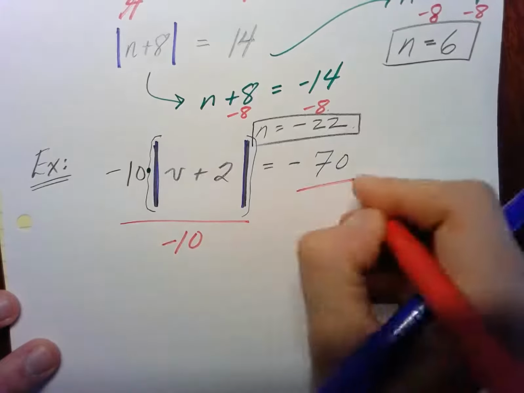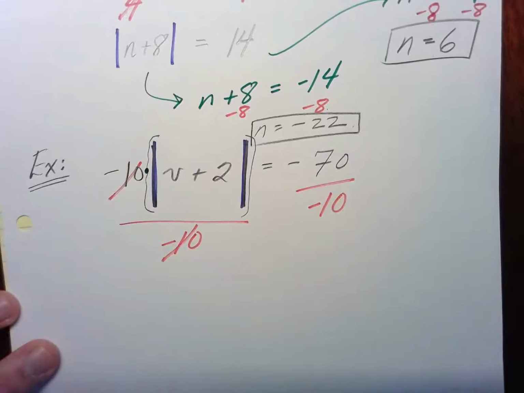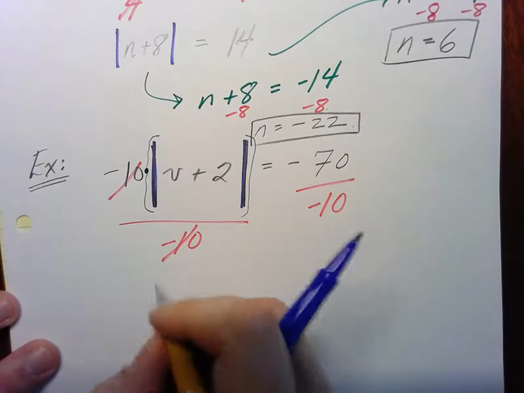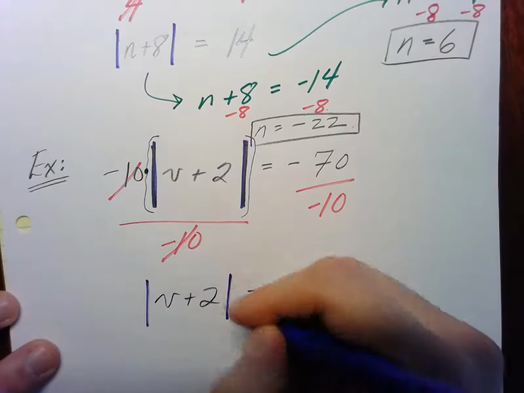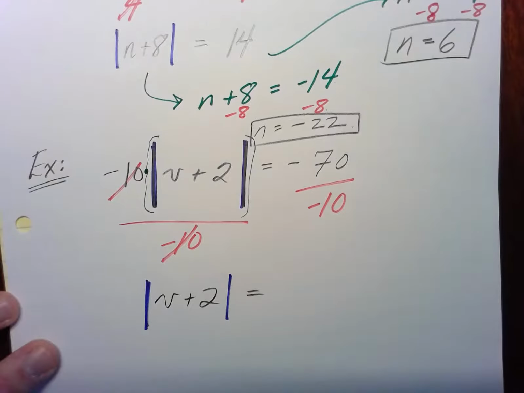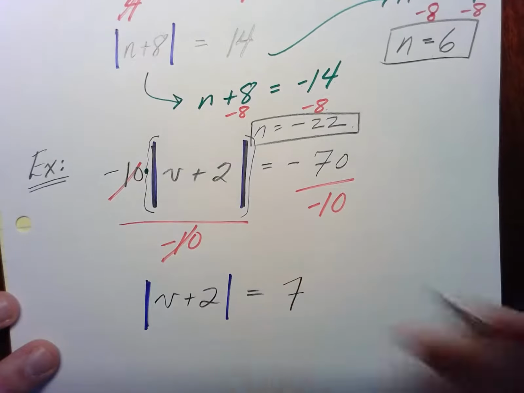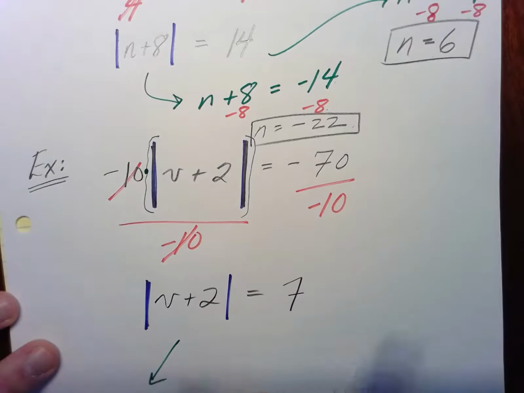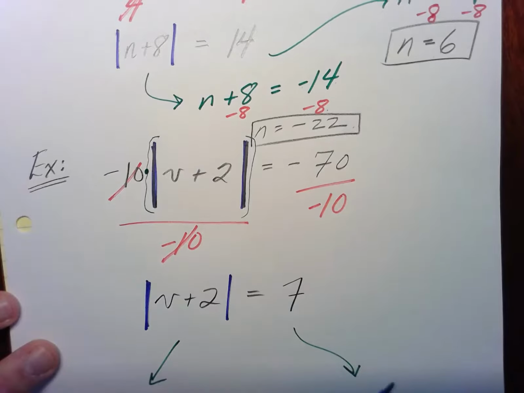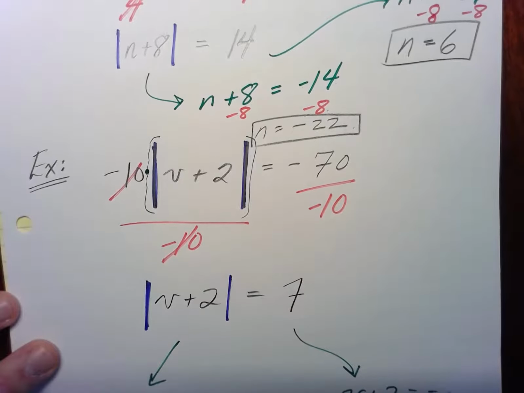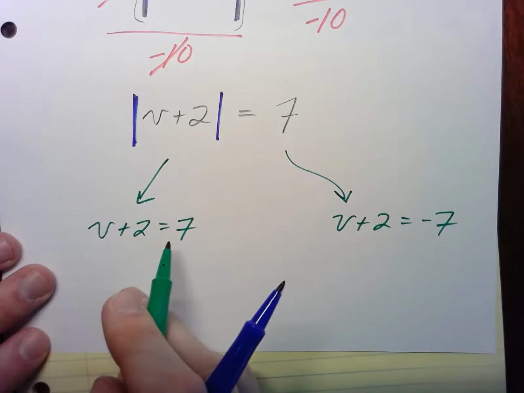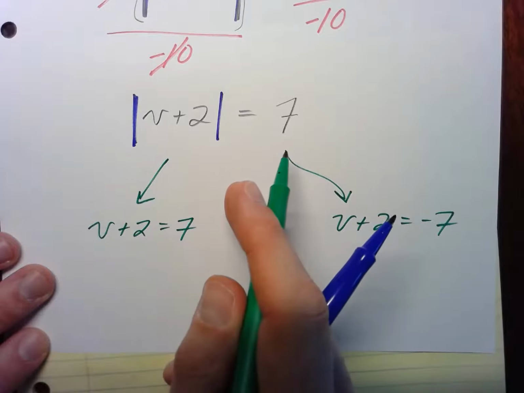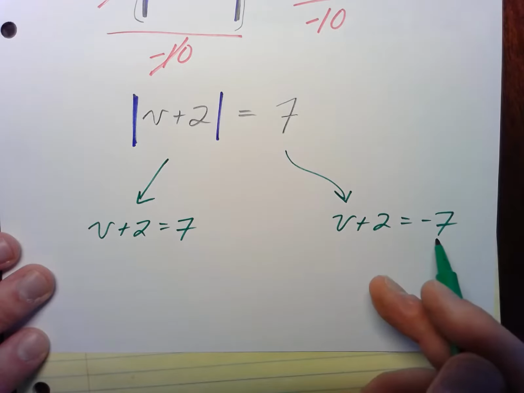Divide by negative 10, divide by negative 10, those cancel, and of course I have the absolute value of v plus 2 by itself now. Negative 70 divided by negative 10 is a positive 7. So now I can split. Whoops, sorry. I'm going to have v plus 2 equals 7, which is just the same thing without the absolute value, and here's the negative version with negative 7.